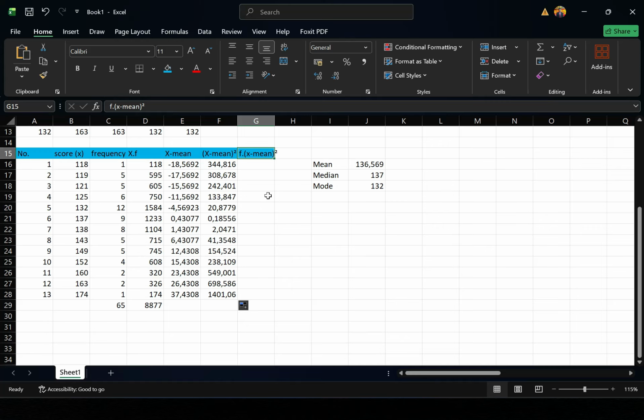Next, we'll be finding f times (x minus mean) squared. Just use f, the frequency, and then multiply it by the (x minus mean) squared.